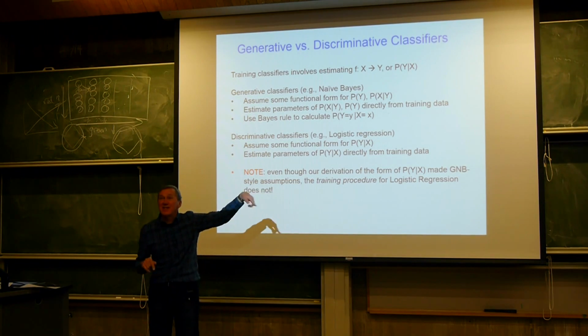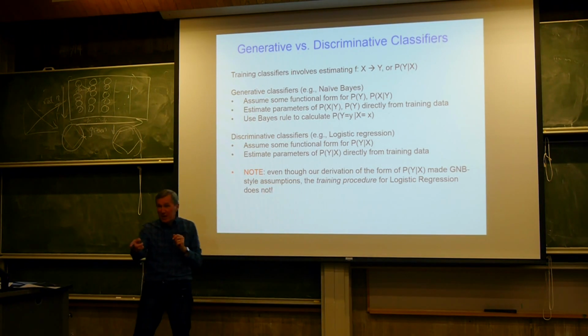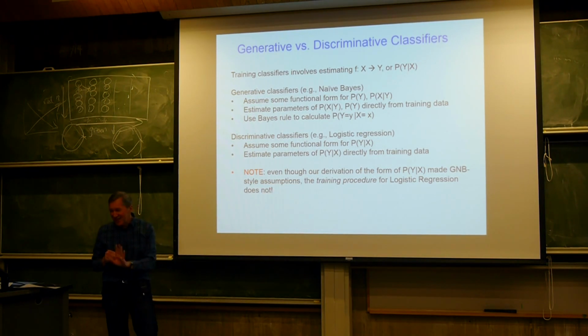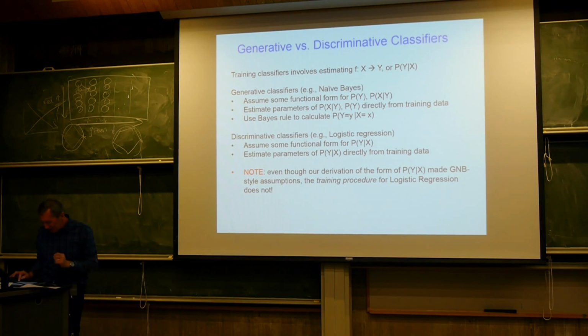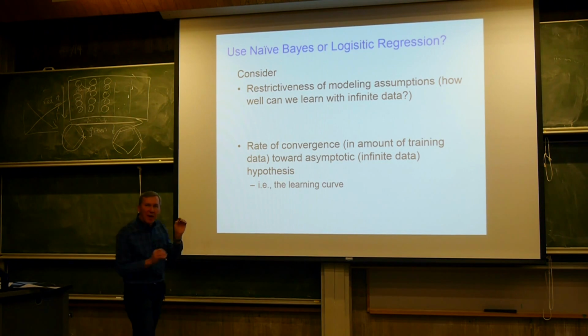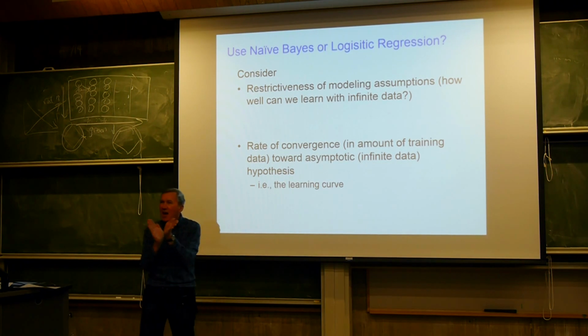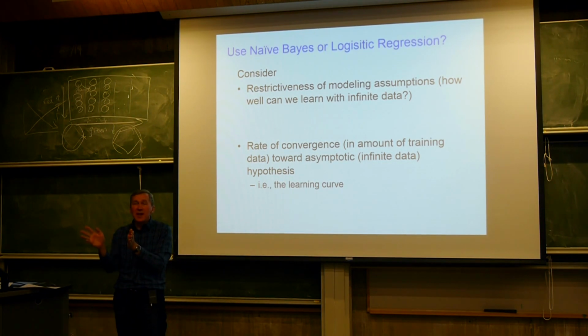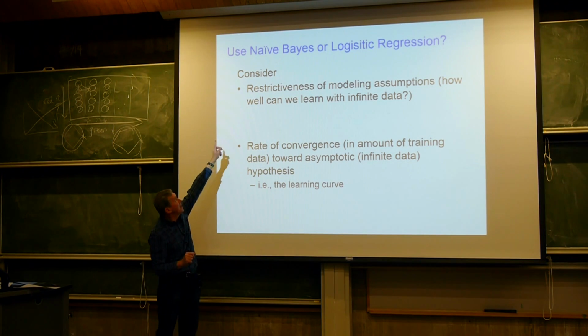So let's take a more detailed look. In fact, we're going to take a more detailed look by looking at this contrast between the generative naive Bayes classifier and the discriminative logistic regression along these two different dimensions.